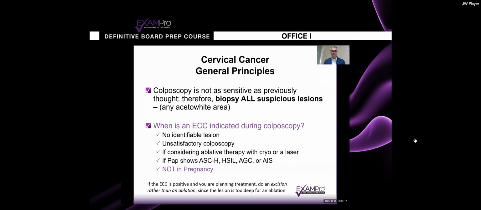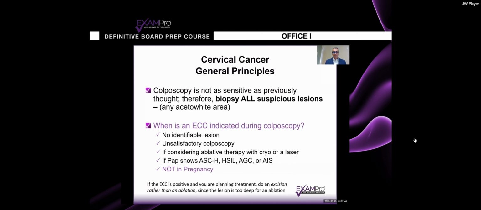How would you define a satisfactory colposcopy? If you're not comfortable answering that, I warned you, okay? If you're considering ablative therapy with cryo or laser, which is still appropriate, you should evaluate the canal first. And if your Pap shows a very severe condition, ASC-H, HSIL, atypical glandular cells, AIS, then you should definitely consider doing an ECC.